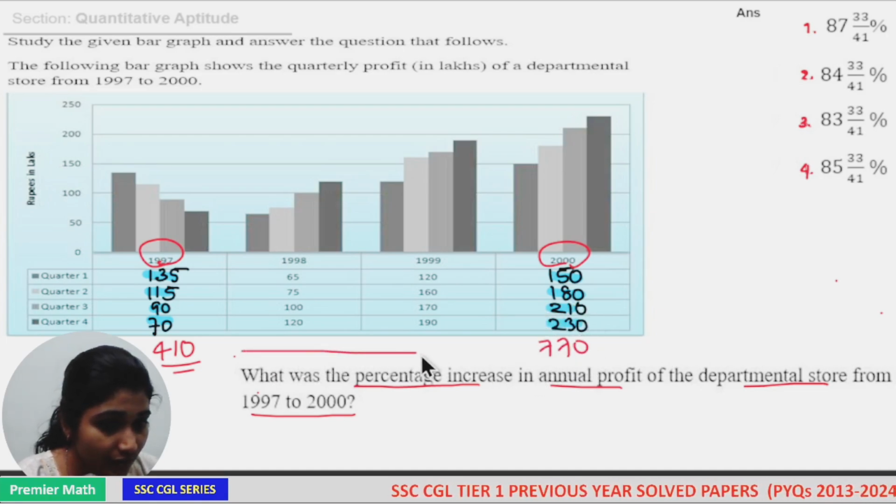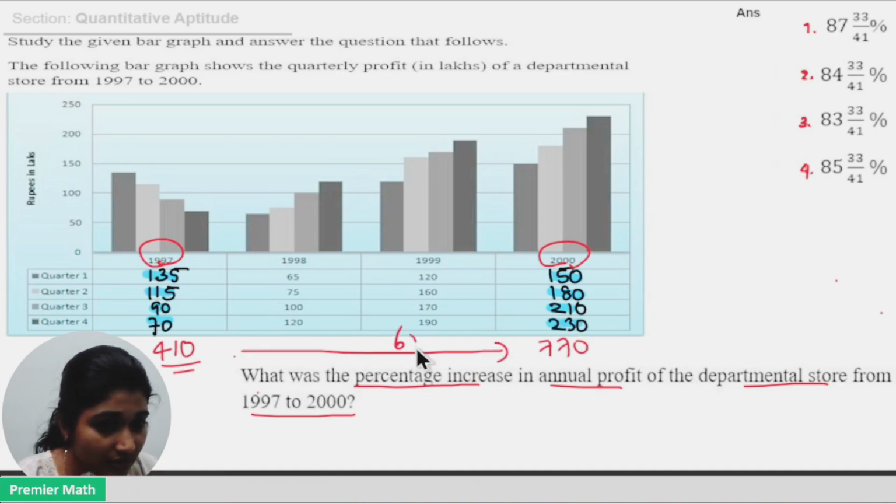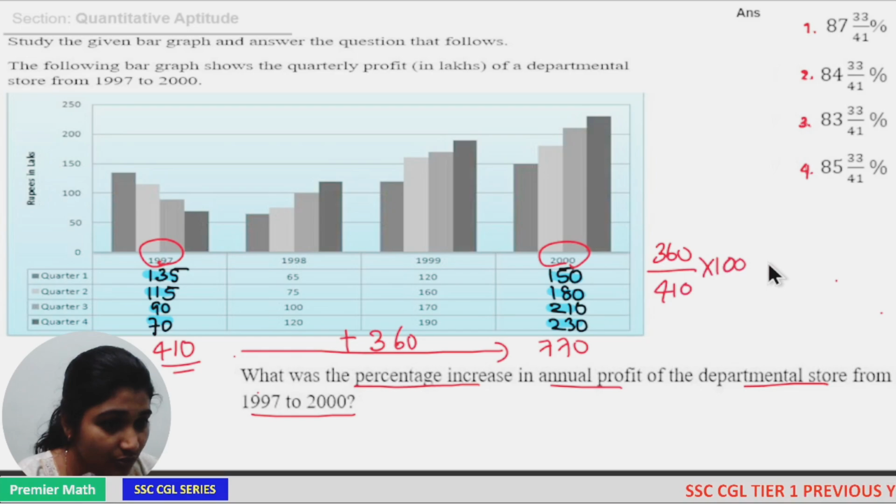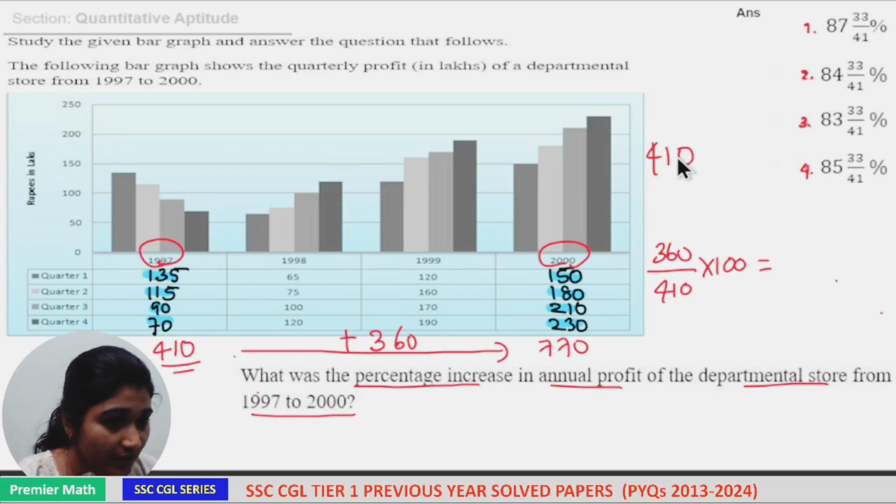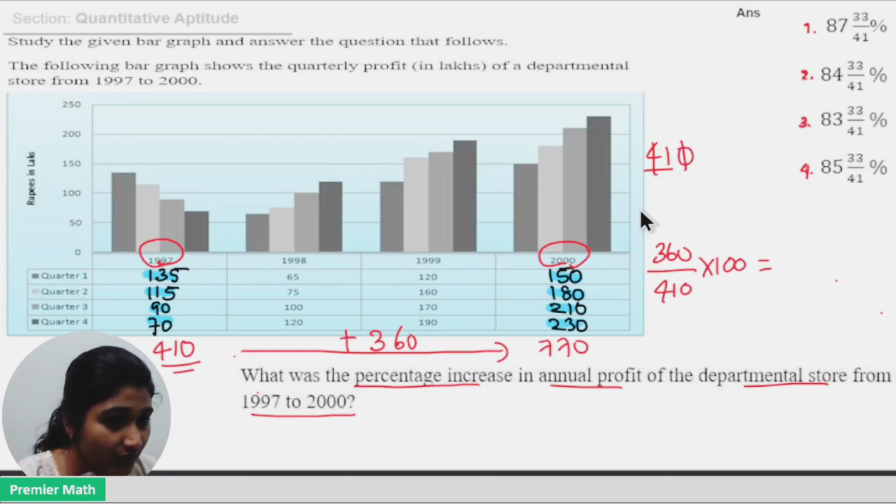So from 410 to 770, increment means 70 minus 10, 60. 700 minus 400, 300. So 360 is the increment from initial 410 sum. If you convert it into percentage, this is your answer. 360 is how much percentage of 410. So in case of 410, 10 percentage is equal to 41. Then 90 percentage is equal to 9 into 41, which is 369.